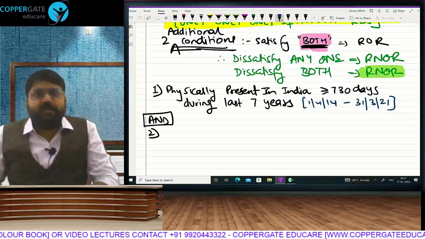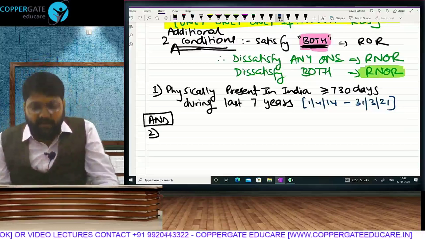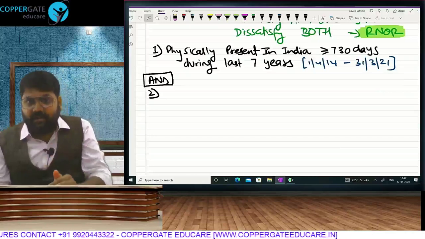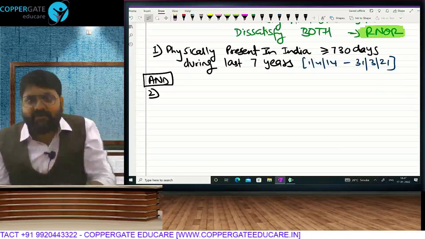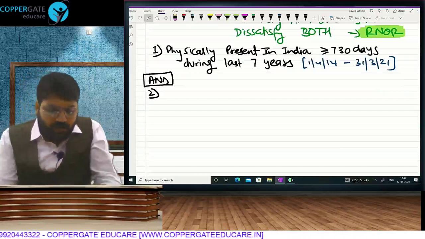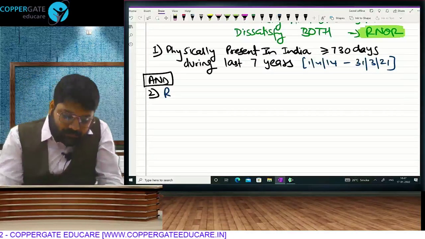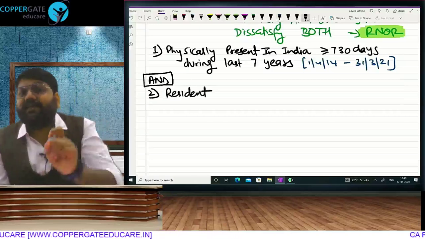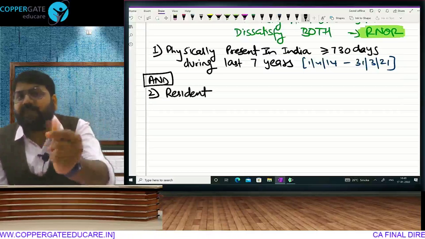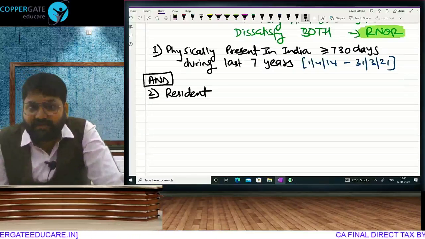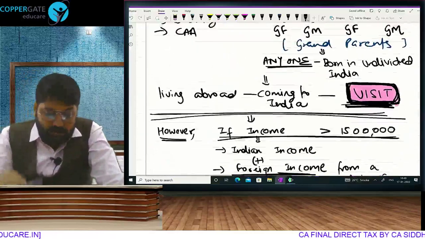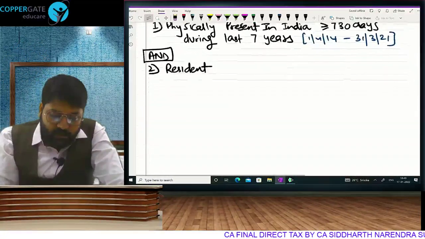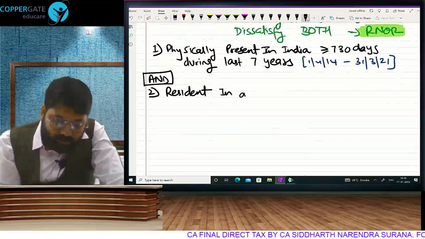So, in the additional condition, 7 years, it has to be 730 days. Is this understood? And the second condition, this time it is cumulative, so you have to fulfill both of them. You are a resident. How do you decide whether an assessee is resident? If you answer this, I will be very happy. How do you decide whether an assessee is resident? 182 and 365 along with its exceptions. Correct or no?